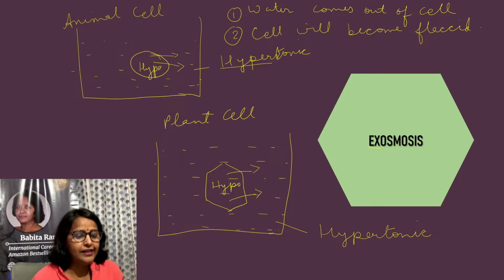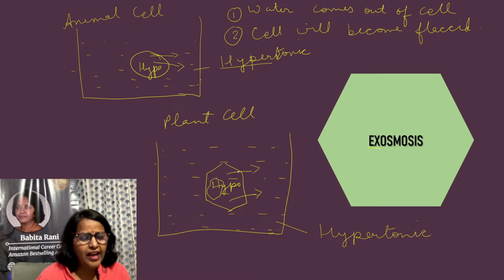In case of plant cell, what will happen? Water will come out of this cell also. The cell will become flaccid in case of plant cells also, but the vacuole starts shortening, and all the cytoplasmic contents start coming to one side of the cell. This is called plasmolysis.